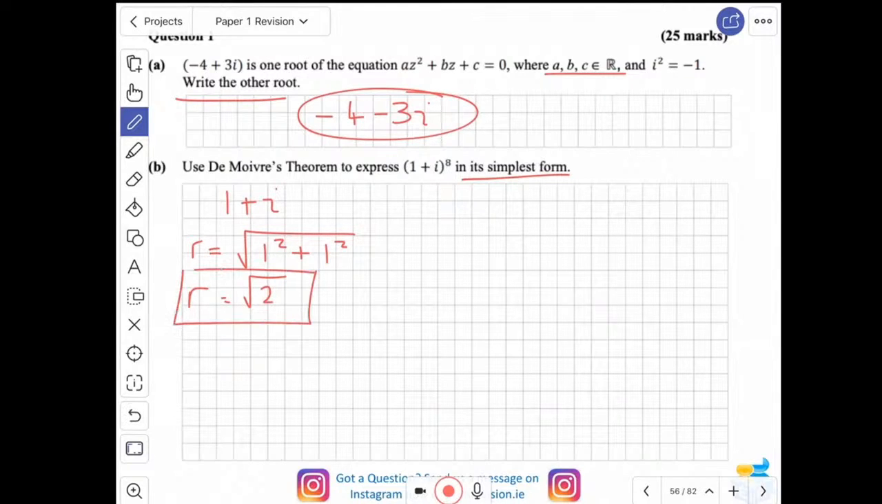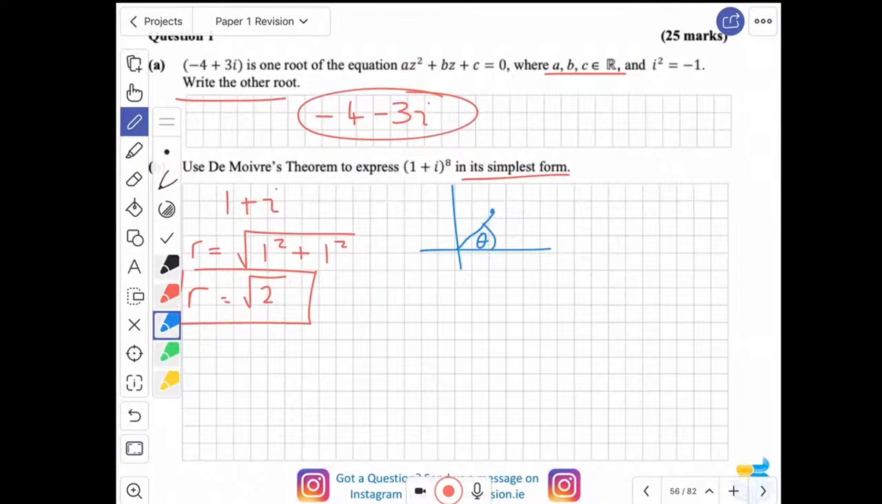We then want to work out our argument, okay? So basically what you do is you draw yourself a little sketch of your argument diagram. So it's 1 plus i, okay? So it's going to be 1 across and 1 up. And we basically want to work out this angle here. Think about it like a little right-angled triangle, and it's 1 and 1. So you're going to say tan theta is equal to 1 over 1. So theta is equal to tan inverse of 1, which gives you 45 degrees.